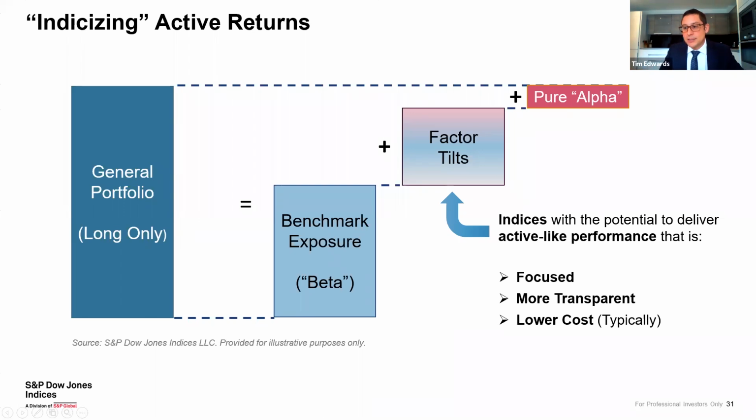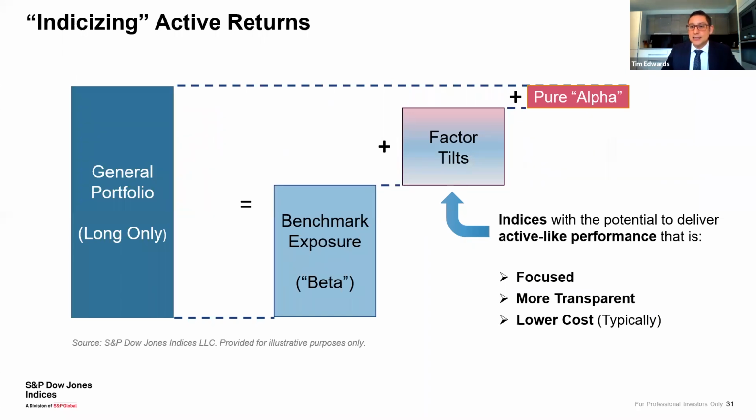And I think where we are today is a little bit more like this. So this is my sort of updated version of that. You take any general portfolio, and that is composed of 3 pieces. One is your benchmark exposure. The second bit is, you might call them factor tilts.